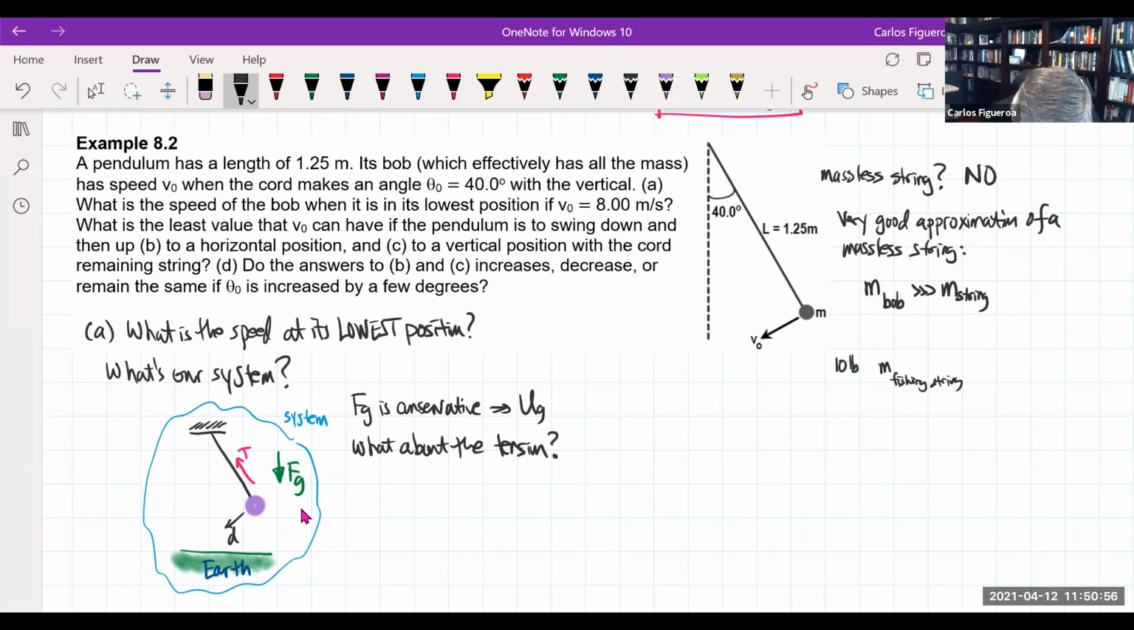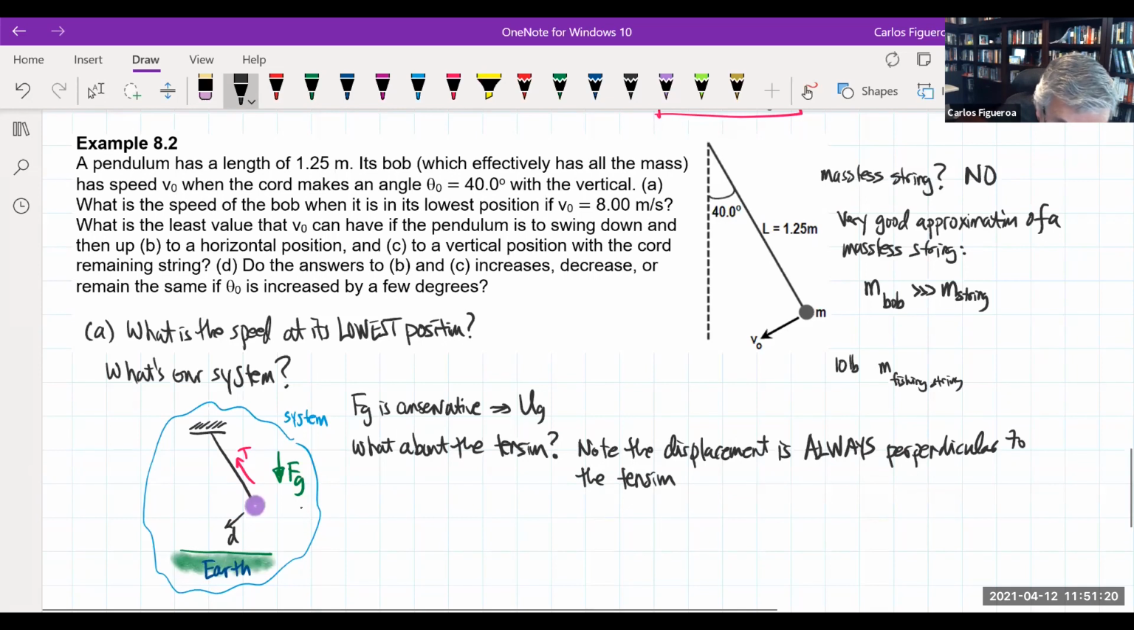But note here, the displacement is always perpendicular to the tension. So in other words, here's my tension, and then I look at my displacement and I see that my displacement looks like this. There's always a 90-degree angle between the two.